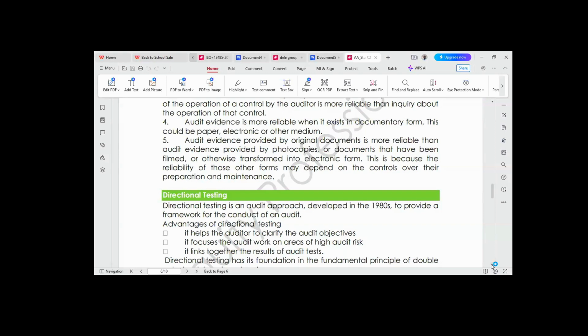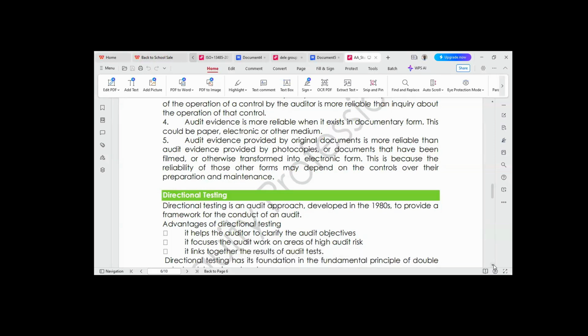Then it links together the result of audit tests. That's another advantage. So all the tests that you have done, by the time you observe that you saw an error on the debit side, then you look closely, you see the error on the credit side. If the auditor is knowledgeable about the engagement, the errors will be minimal. You'll be able to discover or detect any of those errors that may have an impact on the financial statement, which we call material misstatement. List of material misstatements.